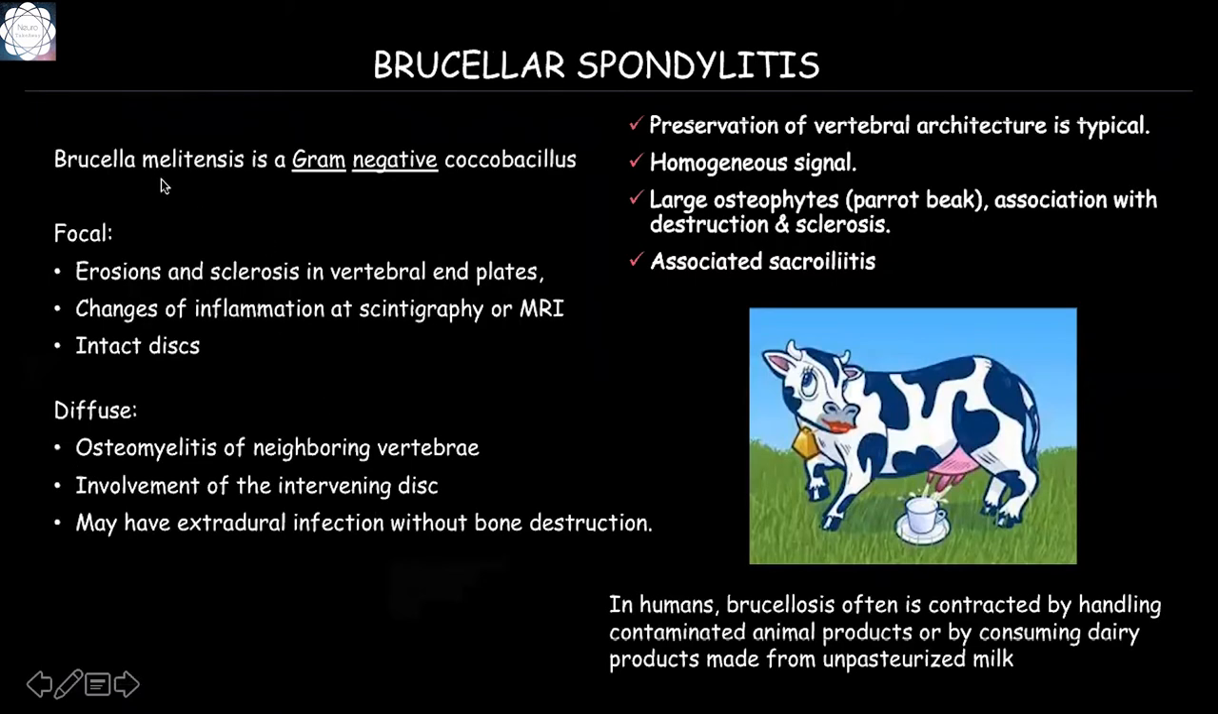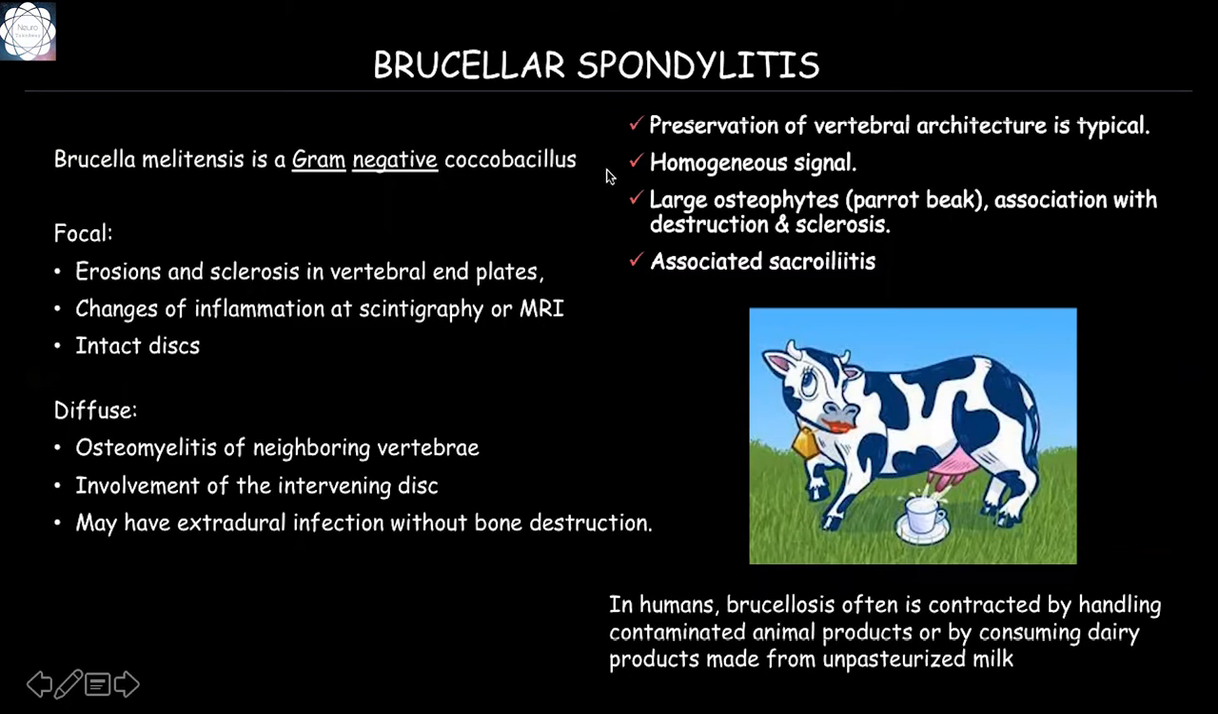Brucellosis is caused by Brucella melitensis, which is a gram-negative coccobacillus. It has two forms. One is the focal with erosions and sclerosis in vertebral bodies, especially at the end plates, and changes of inflammation at scintigraphy or MRI, and relatively preserved discs. We have the diffuse form, which is represented by osteomyelitis of neighboring vertebrae, involvement of the intervening disc, and may have extradural infection without bone destruction.